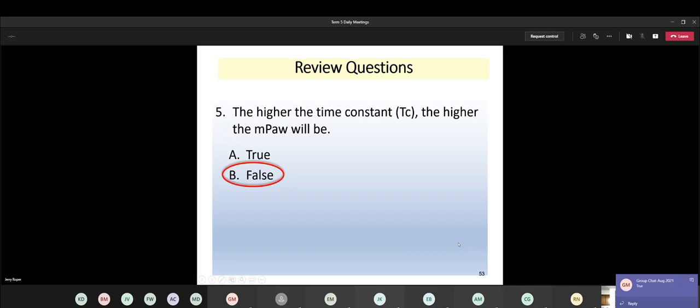So this is a false statement, and the reason is that your mean airway pressure is all about increasing your FRC and improving oxygenation. Your time constant is just looking at how long it really takes to inflate the lung, or how long it really takes for the lung to deflate. And that's dependent on two things: your lung compliance and your resistance.